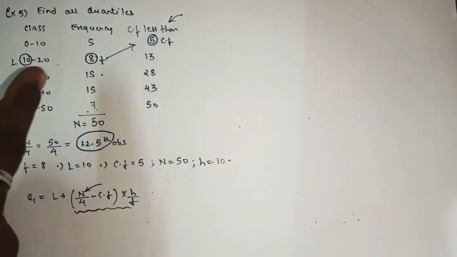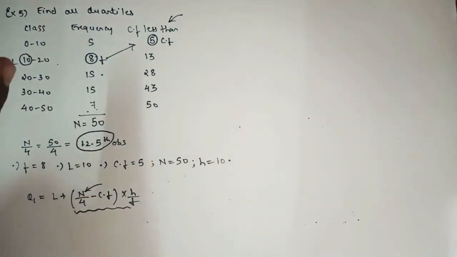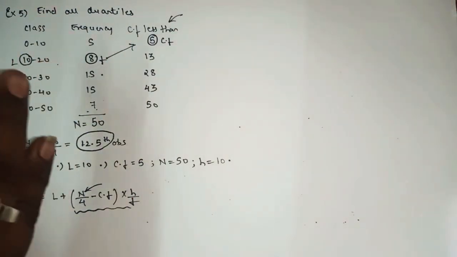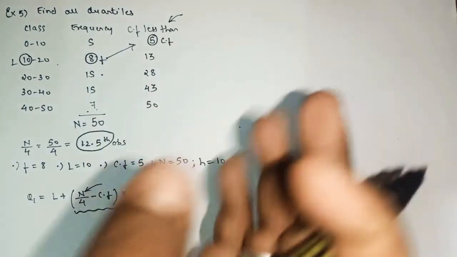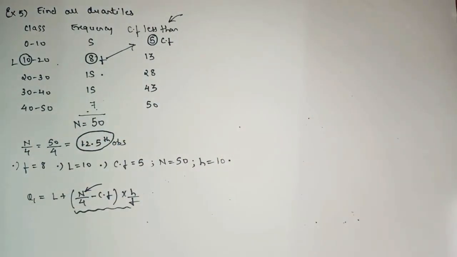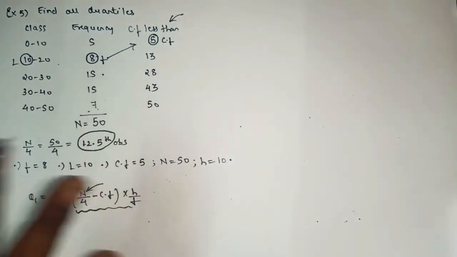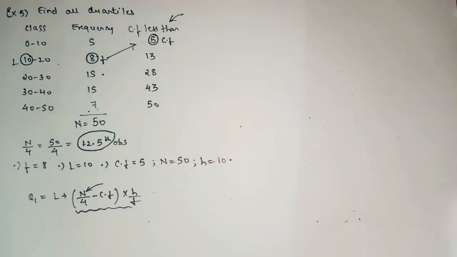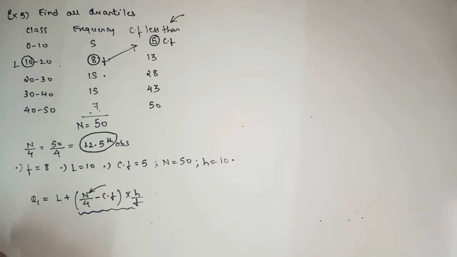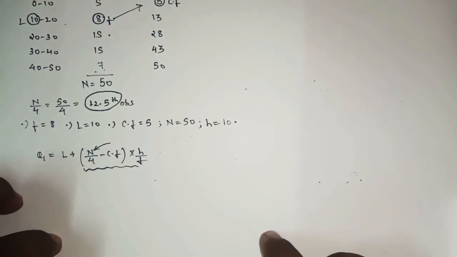If the class is not continuous, you have to make the class continuous. Without that you cannot find cumulative frequency, you cannot find all these values. Here we can clearly see that the difference is 10, which is known as the width of the class. Now simply what we have to do is substitute the values.